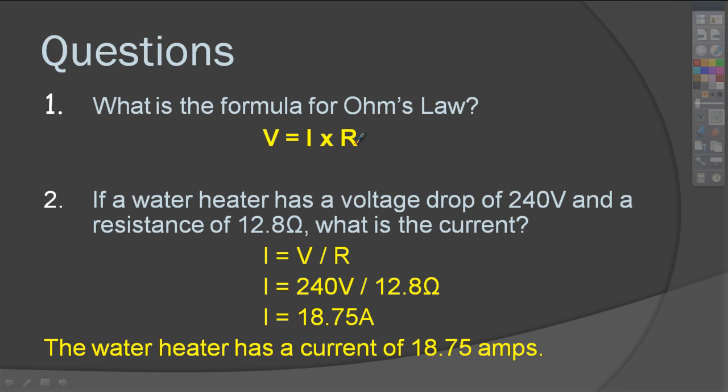And if a water heater has a voltage drop of 240 volts and a resistance of 12.8 ohms, what is the current? So we use Ohm's law to solve for I equals V over R. Plug in our voltage and our resistance, 240 divided by 12.8, and we get 18.75 amps. So therefore, the water heater has a current of 18.75 amps.